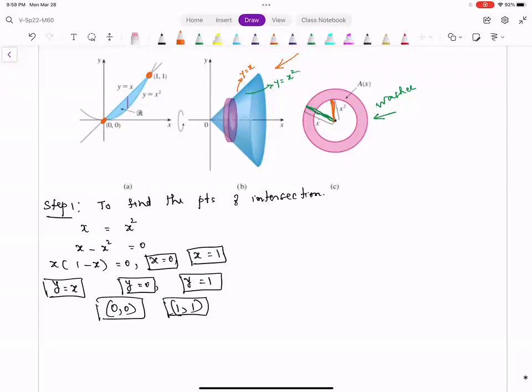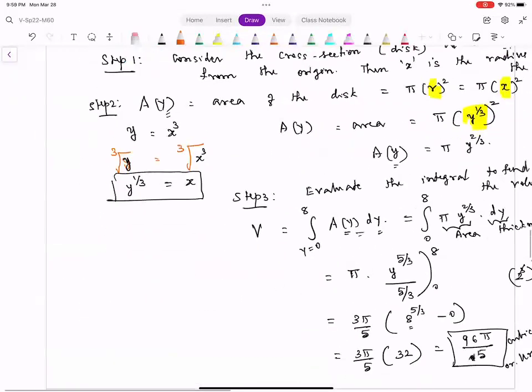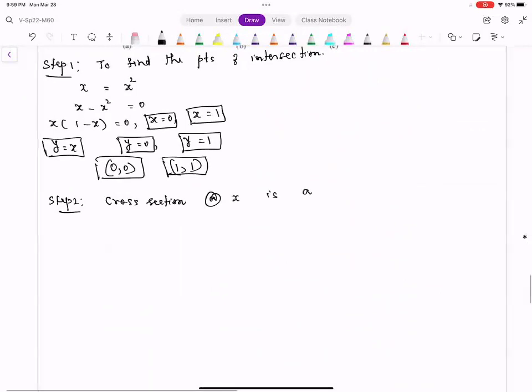So we have to just tweak the problems that we did in the first two. Remember that in step 2, we are going to find the cross section and its area. So make a cross section at x, which is a washer.